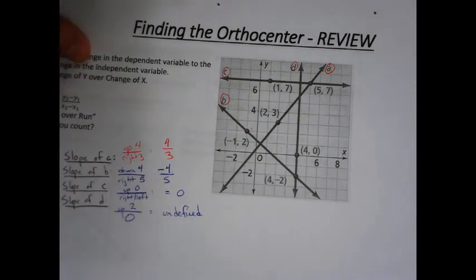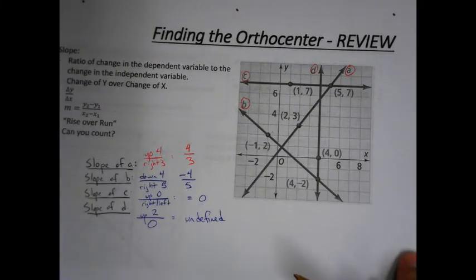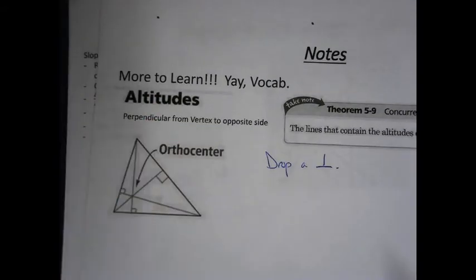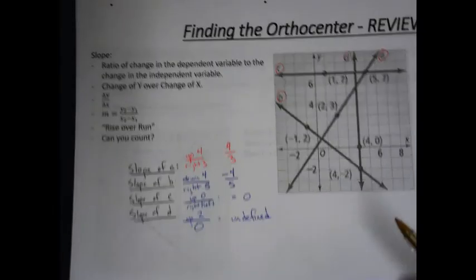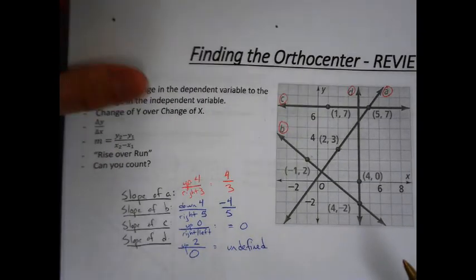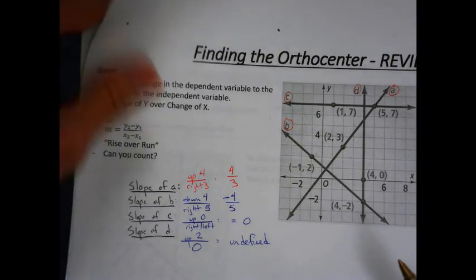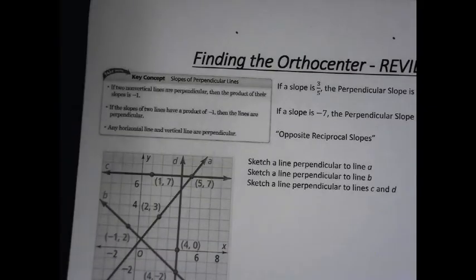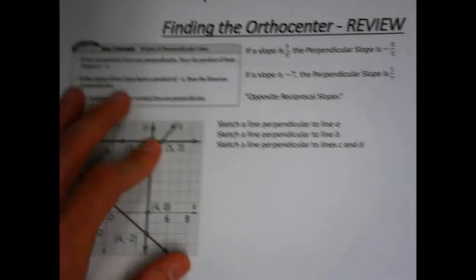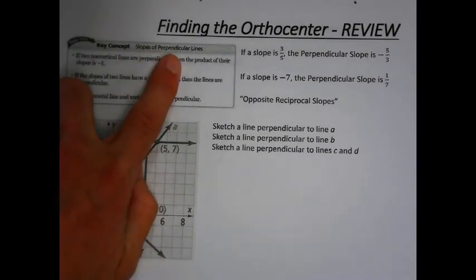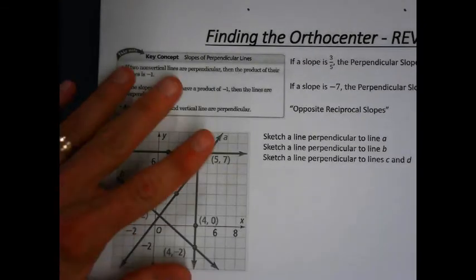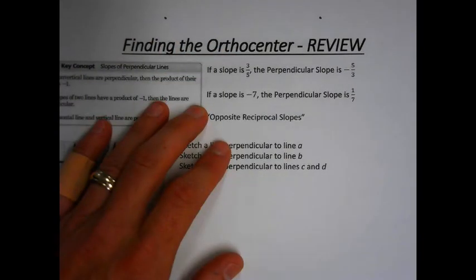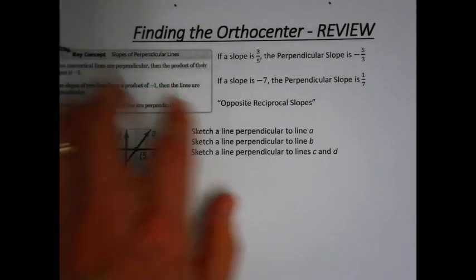Now, why is it important to do that? Because, remember, we're dealing with orthocenter, which deals with altitudes, and altitudes deal with perpendicular, and perpendicular has a huge impact with slope. So we have slope here, and perpendicular is totally related to slope. So, more orthocenter review. Slopes of perpendicular lines are a thing. I'm not even going to read that because I'm running out of time, but slopes of perpendicular lines are opposite reciprocals of one another.